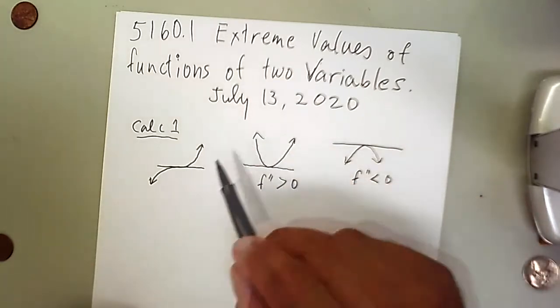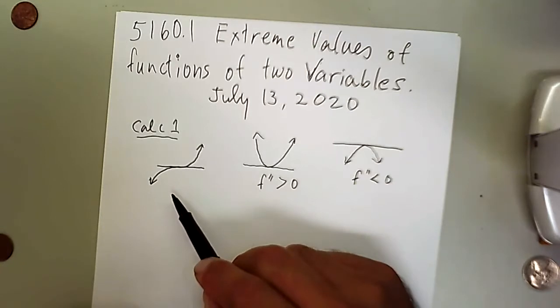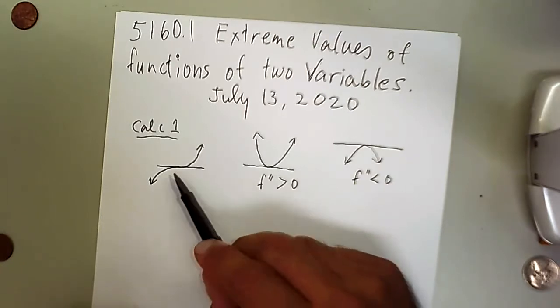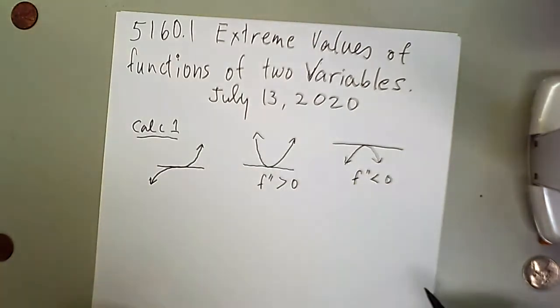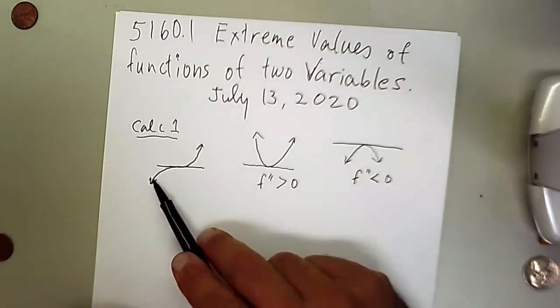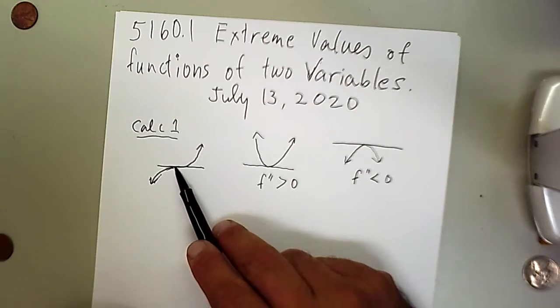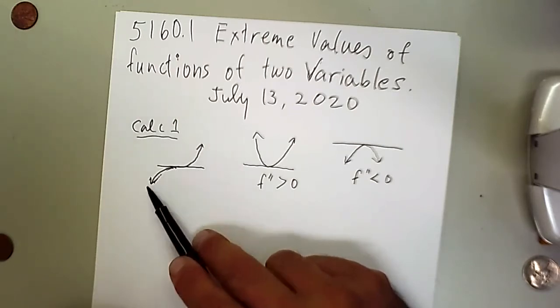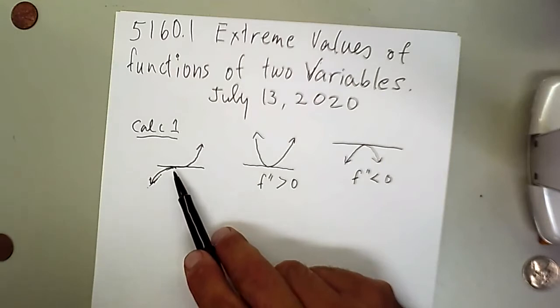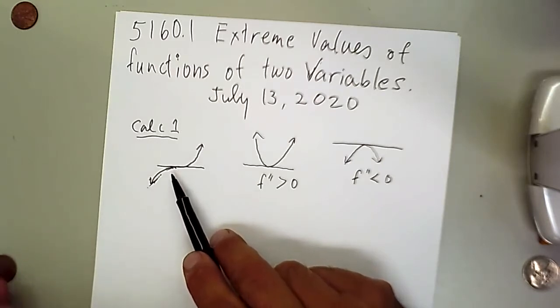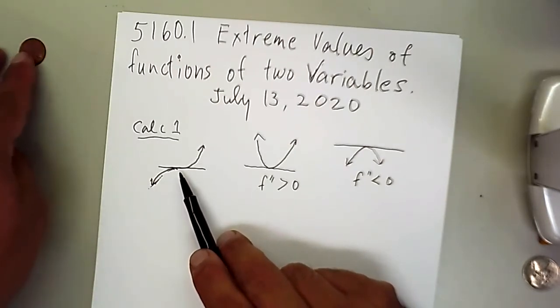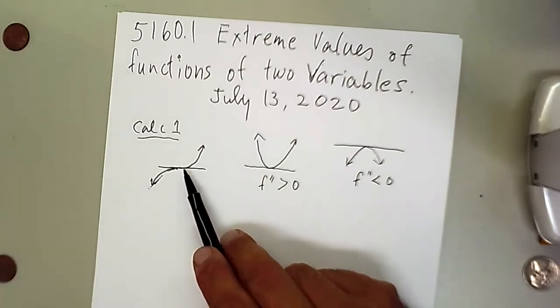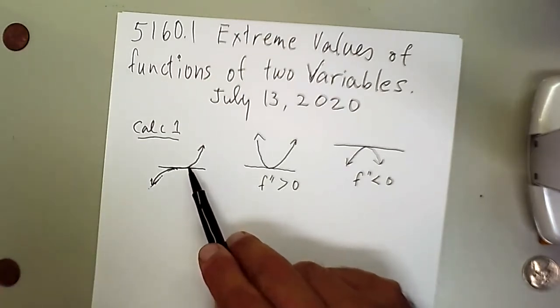And here, the second derivative is 0 because we have a point of inflection in which on the left of this point, in this example, the second derivative would be negative, while on the right, the second derivative would be positive.